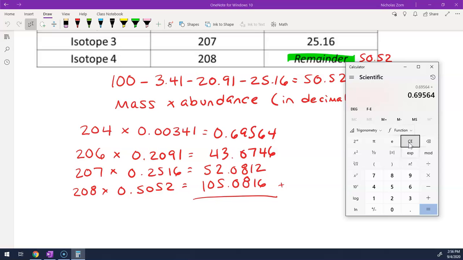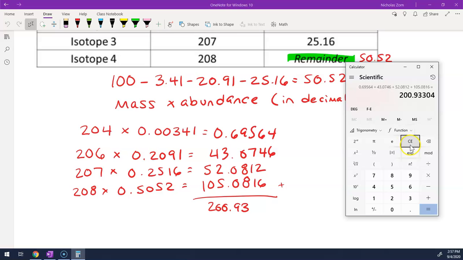0.69564 plus 43.0746 plus 52.0812 plus 105.0816. I get 200.93.